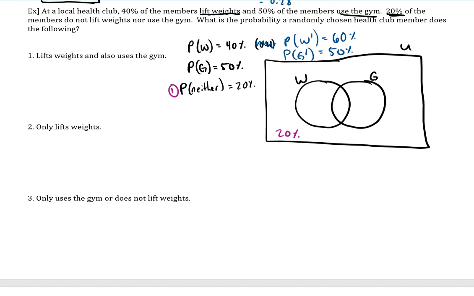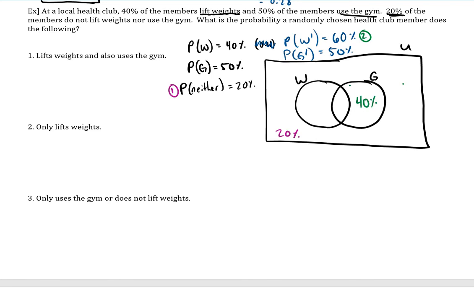Okay, and then these two can help us fill out the rest of the circles. So let's do this next part in green. Using this information, the probability that they do not lift weights is 60%. Well, not lifting weights would be this, I'm just going to do a little dot, the part in G right here and the outside. And since we have 20% already marked on the outside, we must then know that 40% would be left over in the blank region currently.